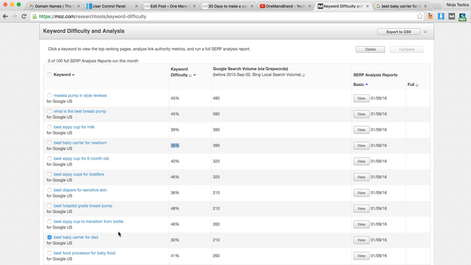So for this example, we're just going to use best baby carrier for dad. This has got a keyword difficulty of 30%, which I'd say is pretty good. 30% was about 6 months, I'd say, to rank.